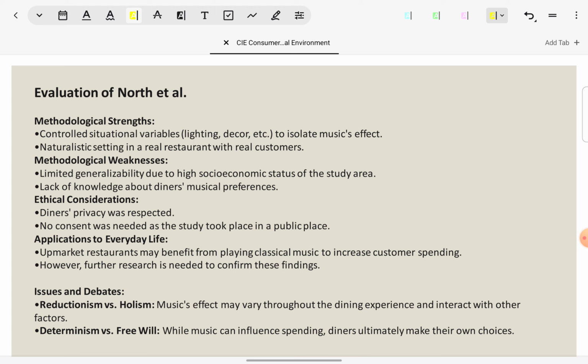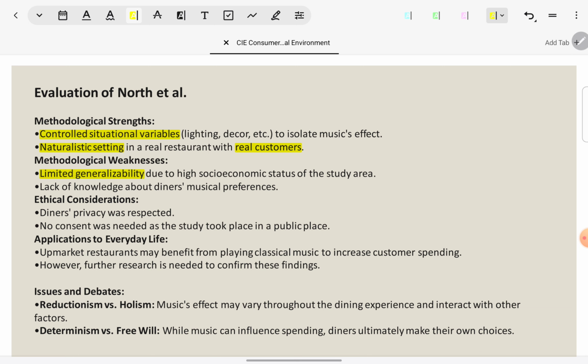When it comes to methodological strengths of this study, they looked at the effect of music on spending by eliminating possible confounding variables such as lighting, decor, etc., like we saw. That really increases validity because there's very strong control, so internal validity increases. Also, we can say ecological validity is good. This is a study with a rare combination of internal and external validity because they conducted it at an actual restaurant with real consumers who were unsuspecting of a study going on and who had come to dine as usual. So their behaviors were perfectly realistic.